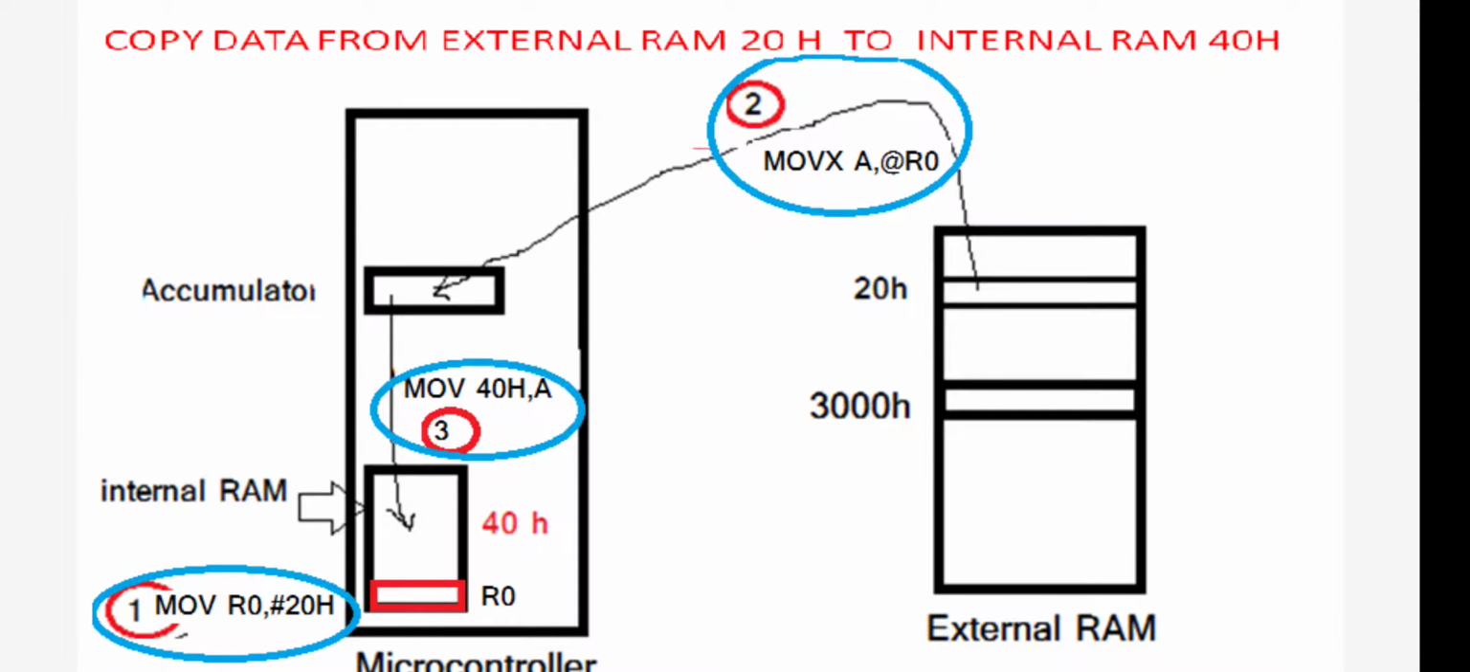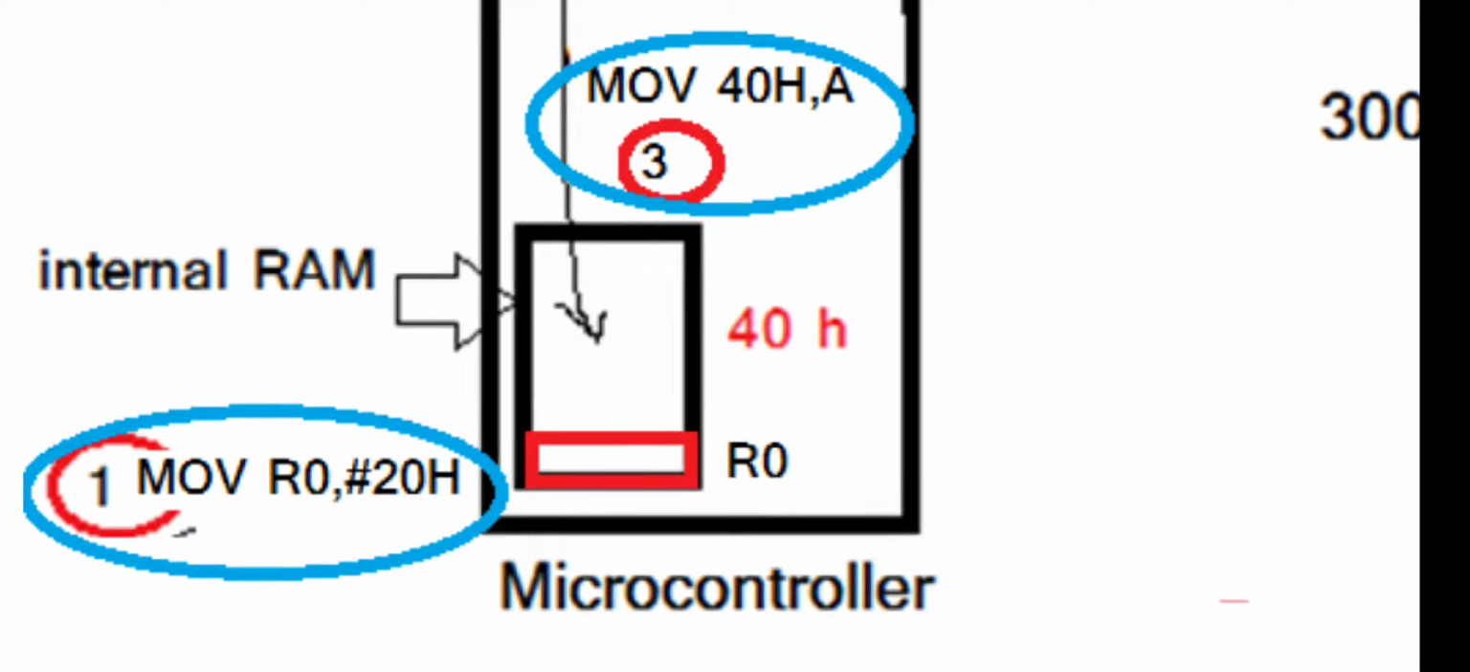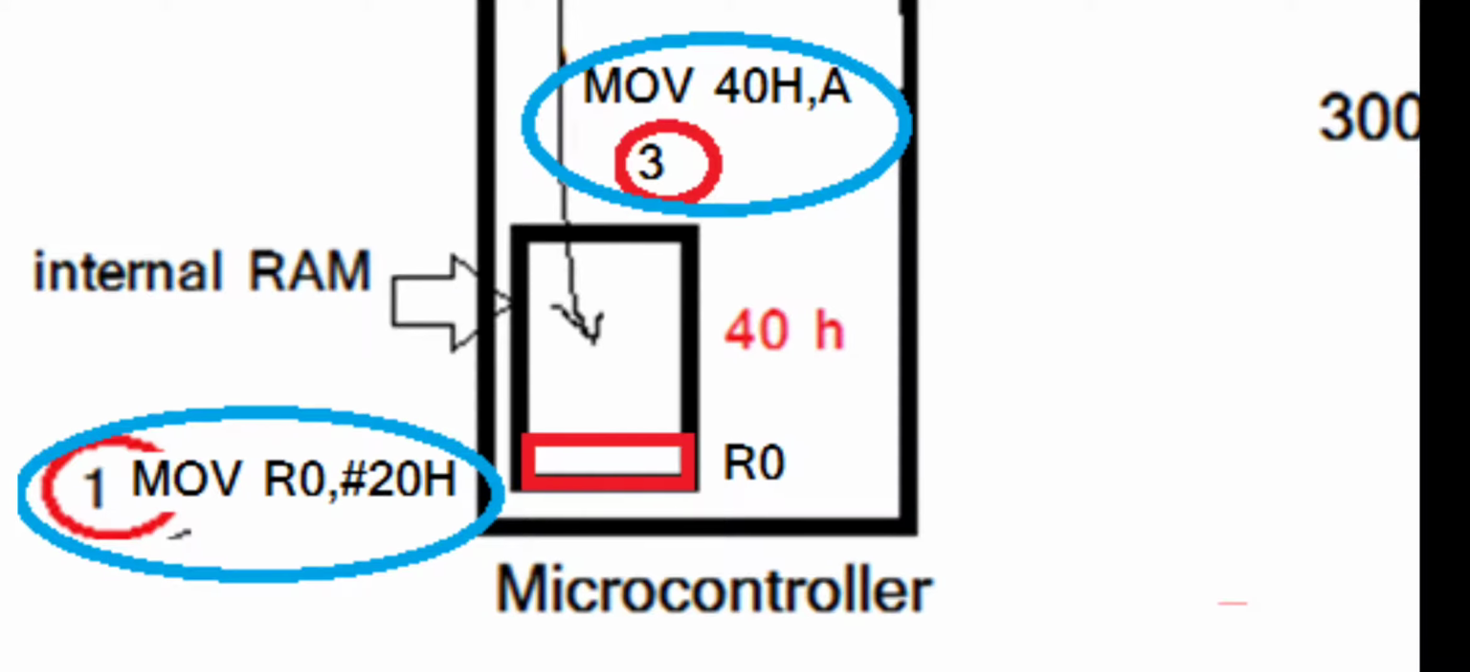The same example here illustrated with the help of the graphics. So first step is MOVE R0, #20H. Here the 20H is copied into the R0. So first step, R0 has 20H. Now R0 is loaded with the 20H.